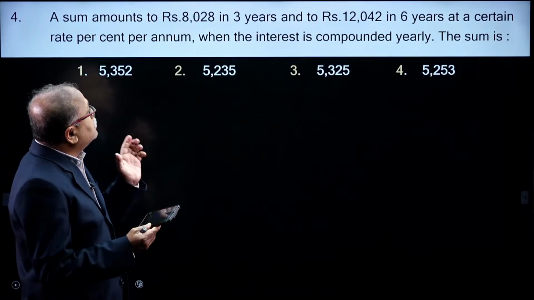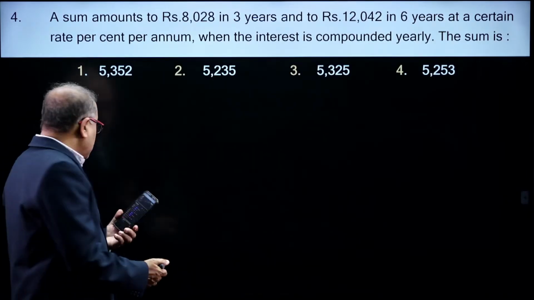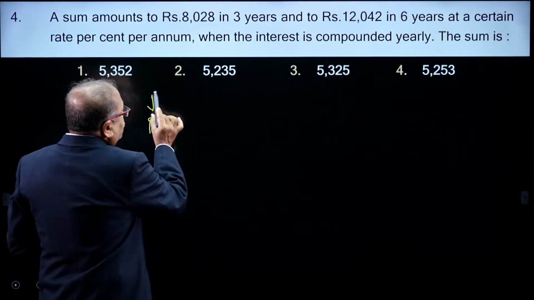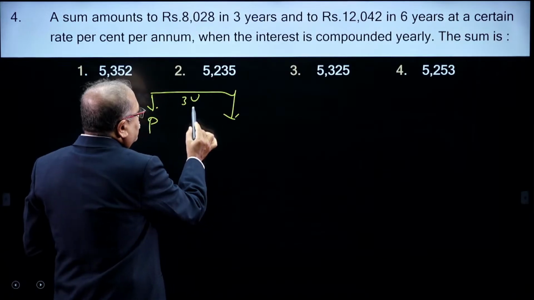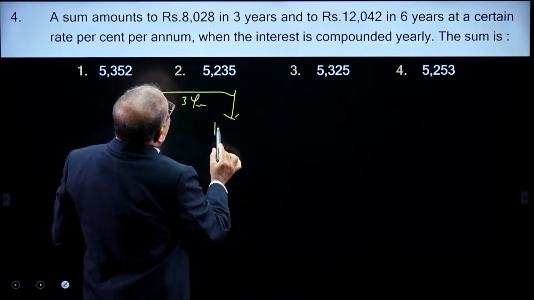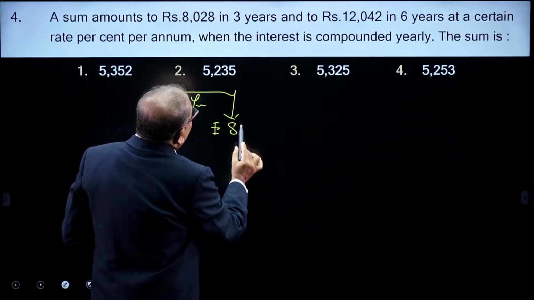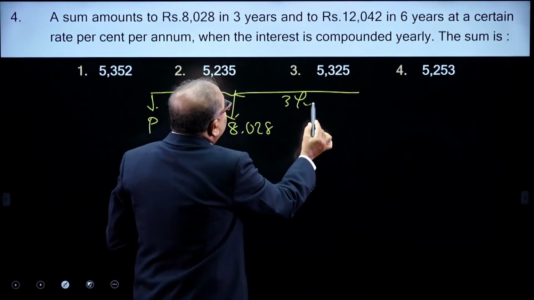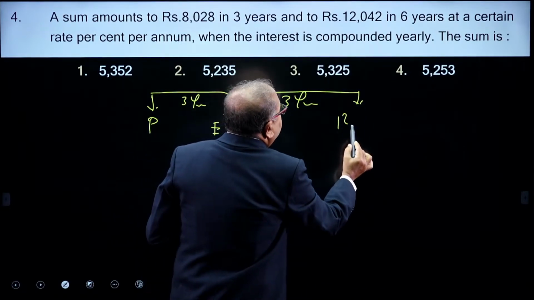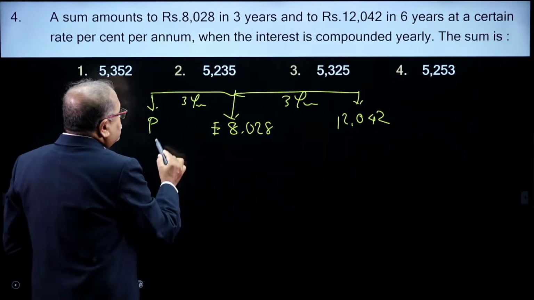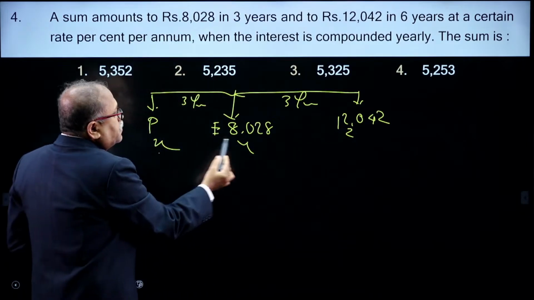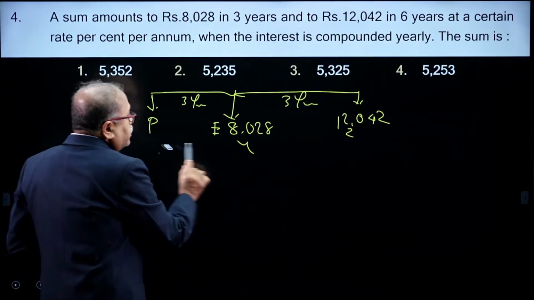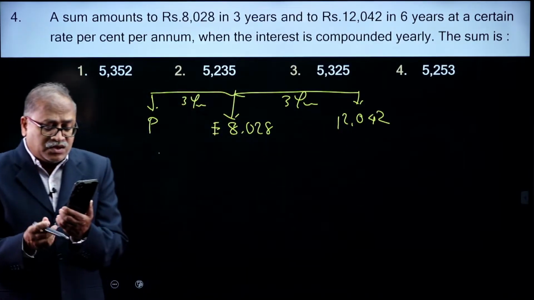You know that you need to find out the principal. So, from principal, after 3 years, this is a 3 years gap, the amount has become 8,028, and after 3 more years the amount has become 12,042. So, if this is x, this is y, this is z, x by y is equal to y by z. So, please check your answer, my dear friend. It is a practice, I am not teaching anything new here.